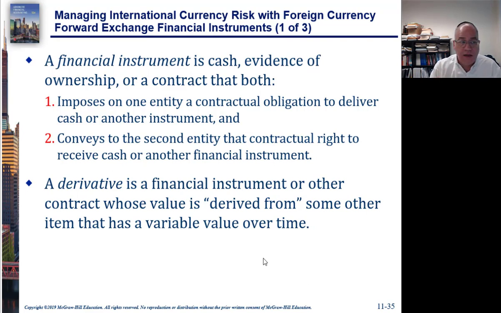But when we're talking about it here, we're going to focus on one particular type of financial instrument, what's called a derivative. And a derivative is a contract whose value comes from something else that has a value that changes. So, for example, an example of a derivative that we're going to go into is a forward exchange contract, where the value of the derivative depends on the underlying value of a foreign currency. But a derivative could be an agreement to buy something in the future, to sell something in the future. It could be a wide variety of different kinds of financial instruments that have value.